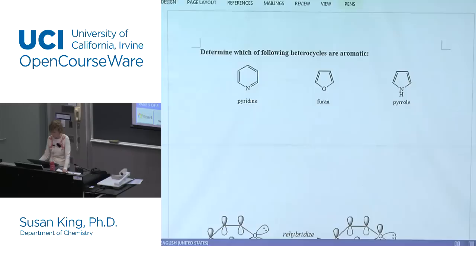All right, so you already should recognize this first one. This is pyridine, right? We use that a lot in chapter 9. This is furan. We've heard of THF, tetrahydrofuran. If we hydrogenate this double bond and this double bond, that would add 4 hydrogens, tetrahydrofuran. So that's where that comes from. And so let's see if these guys are aromatic.